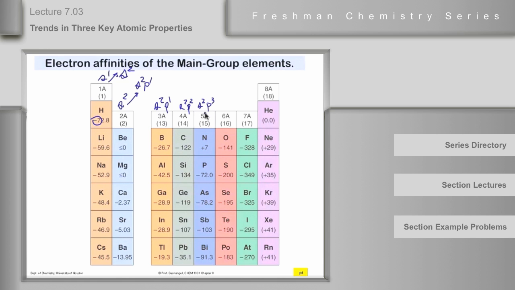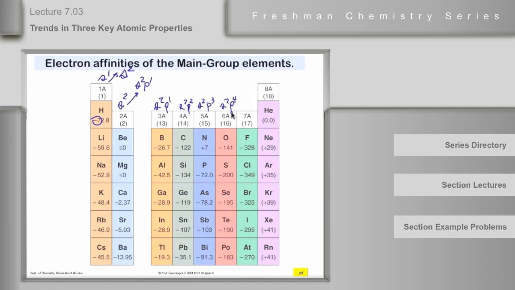Nitrogen already has a half-filled P subshell, and therefore, in going from nitrogen to nitrogen minus, we're going to the S2P4 configuration, which is less stable. More stable to less stable. These electron affinities, well, nitrogen's positive and the others are negative but not huge. And so forth and so on.